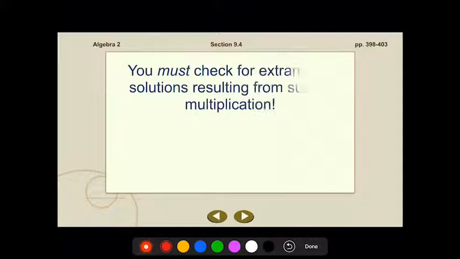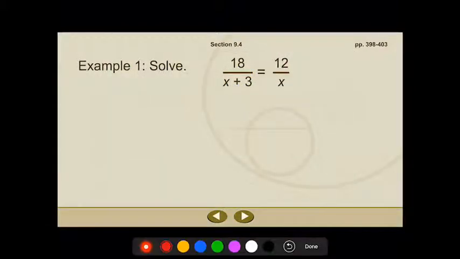A couple things here. This is very important. You must check for extraneous solutions resulting from such multiplication. So because we're going to be getting rid of our fractions, we always got to check our answer to make sure it actually works, because sometimes you may get some answers that are not correct, or extraneous. Okay, so here we go.